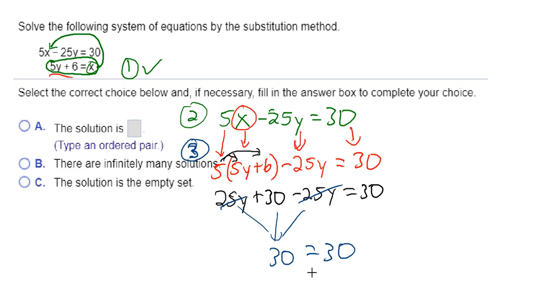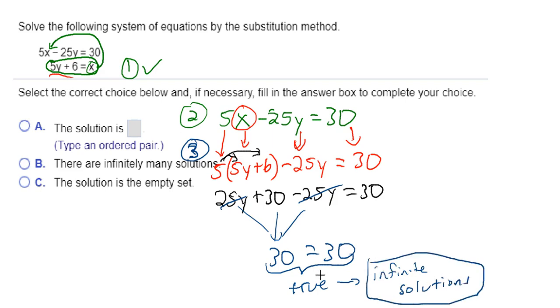Our variable disappears on us, just like it did in the last example, except this time, the result we get is a true statement. And so if it's true, that tells me there's infinitely many solutions. If this had worked out to be false, I would have said this was no solution. But because 30 actually does equal 30, that's true.